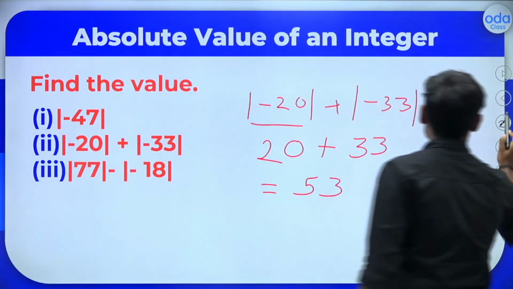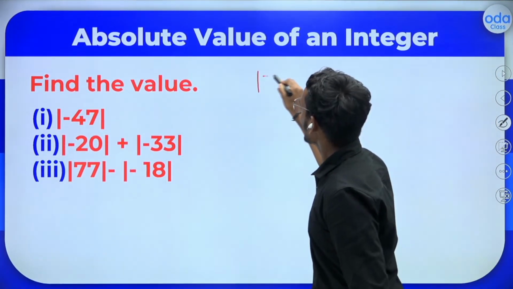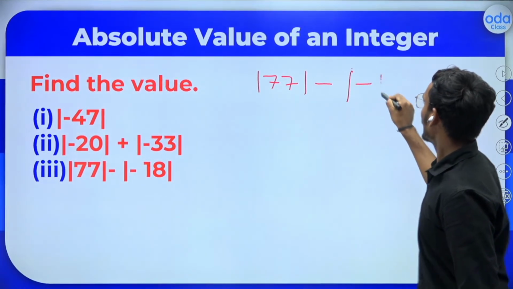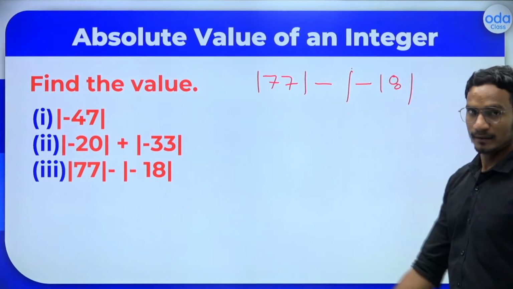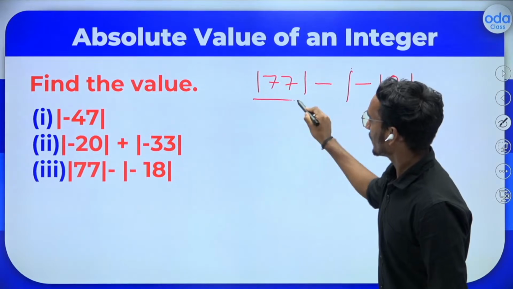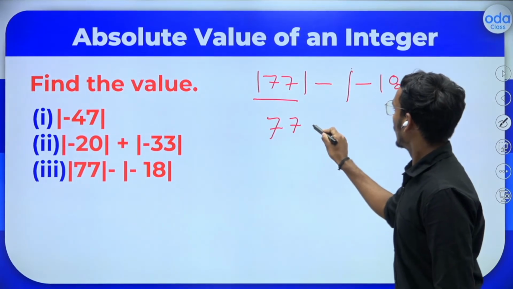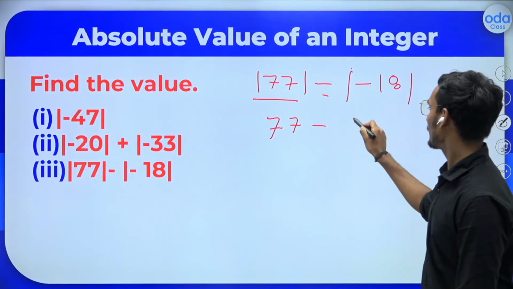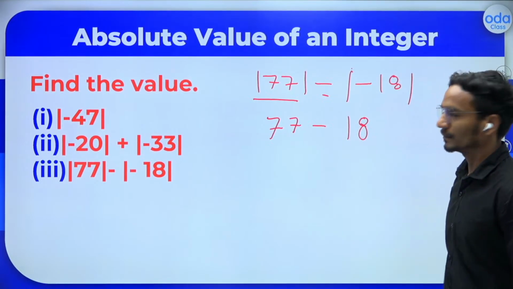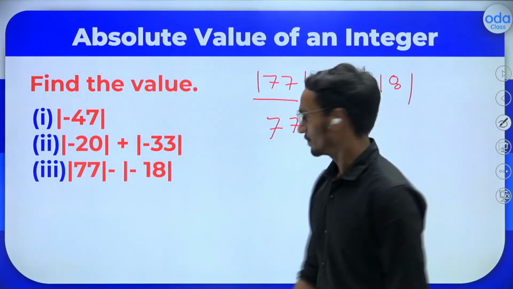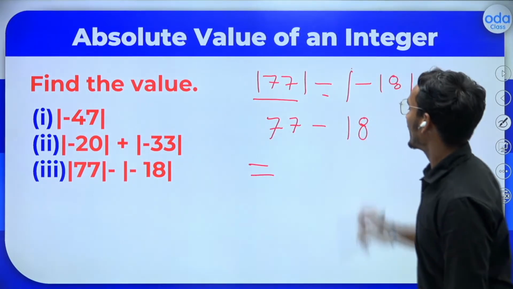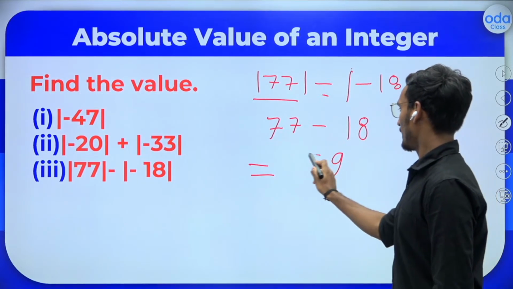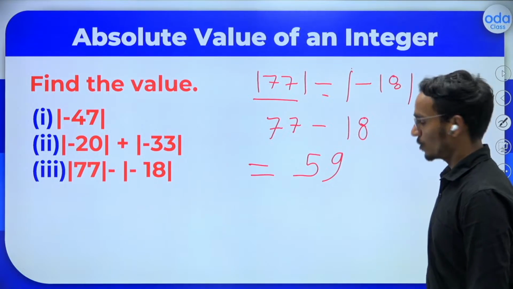Next question that we have: absolute value of 77 minus absolute value of minus 18. Now the absolute value of 77 is 77, minus, this is the operation that we have, and absolute value of minus 18 will be 18 only. I hope it is clear to everyone. Okay, do the subtraction. 77 minus 18: 17 minus 8 is 9, 6 minus 1 is 5. I hope it is clear to everyone.